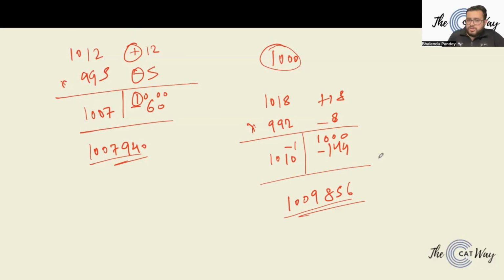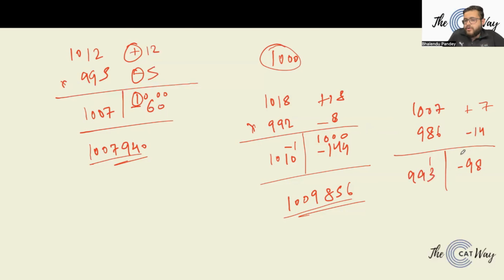Correct? So let's solve one last question on this, and then we'll be moving towards if the base is 200, 300 and so on. Right? So let's take another question. Let's say it is 1007 multiplied by 986. So this is plus 7, this is minus 14. 14 sevens are 98. Minus 98 is what you get. 1007 minus 14 gives you a 993.